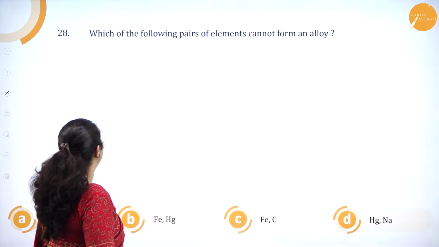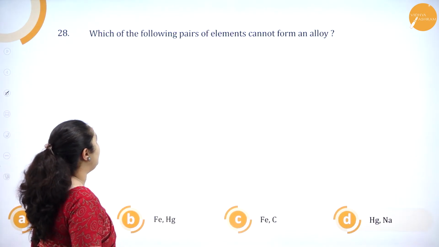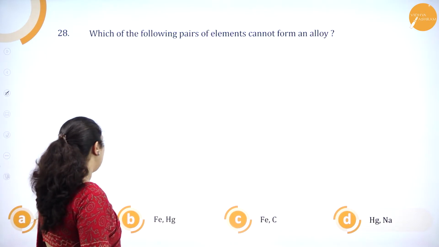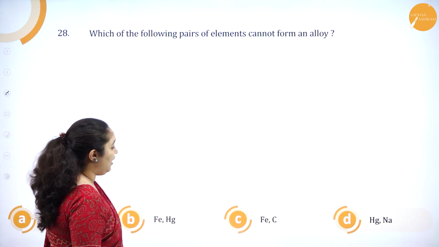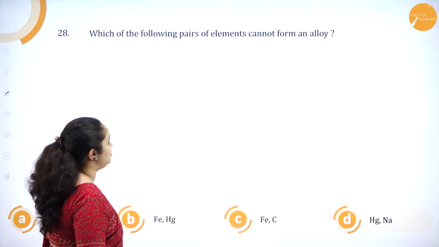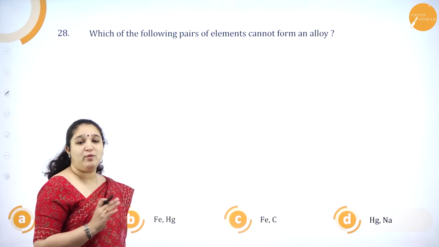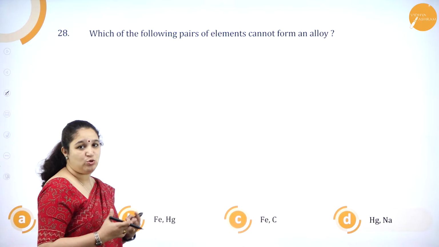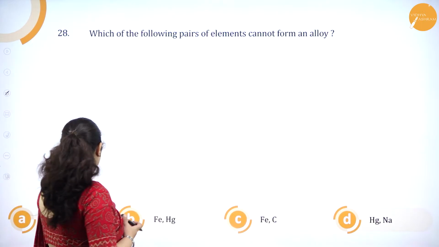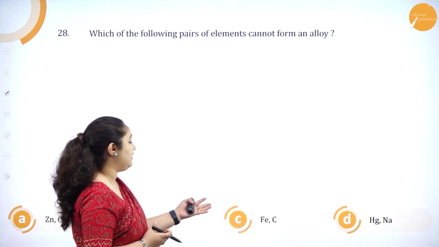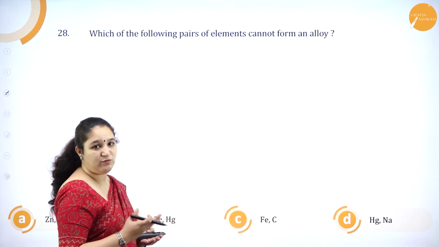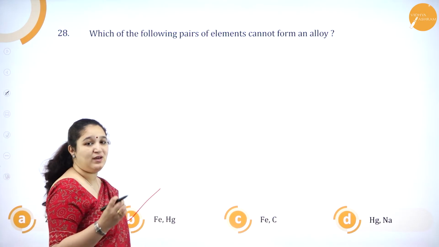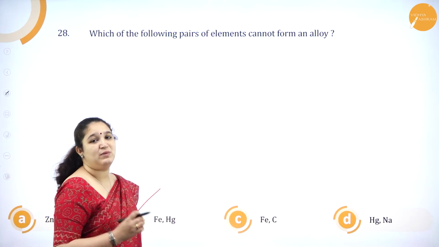Next question. Which of the following pairs of elements cannot form an alloy? Zinc and copper, iron and mercury, iron and carbon, mercury and sodium. See, to form an alloy, they should form a homogeneous mixture when you are mixing the two metals, isn't it? So here, zinc and copper can form an alloy, iron and carbon can, and mercury with sodium forms amalgam. But mercury and iron cannot form an alloy. Mercury can form alloy only with a few metals, but not iron.